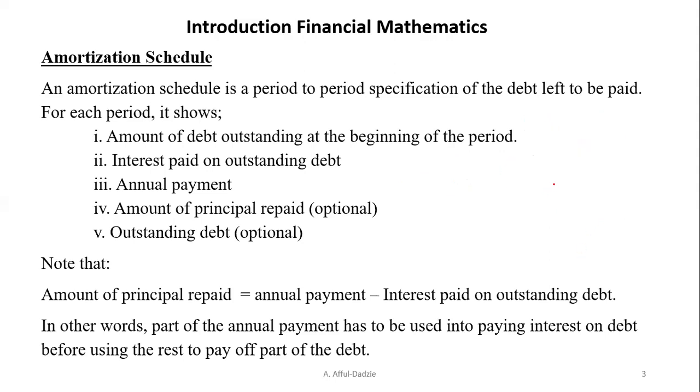But for the reducing balance method, your interest is calculated on the loan balance at the beginning of a certain period. So as the balance reduces, your interest reduces. But for the straight line method, your interest remains the same even when your balance is reducing.